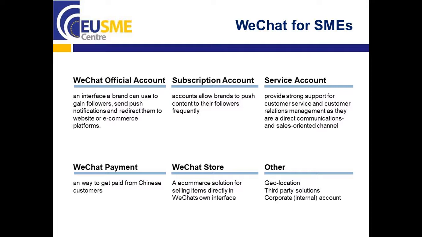But obviously, if you need to start an account, you have to go through all these procedures, which I believe other EU SME reports or trainings would discuss further in these areas.